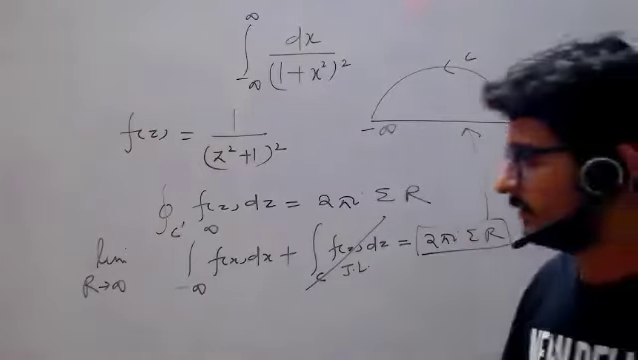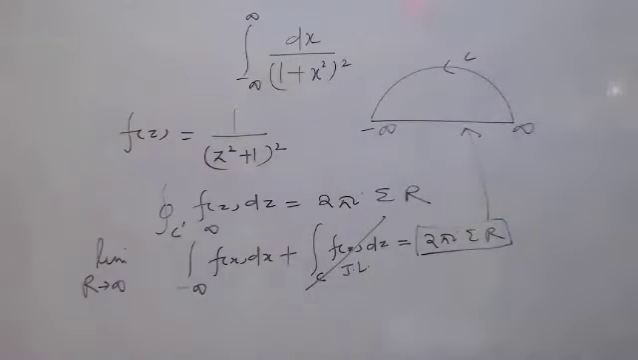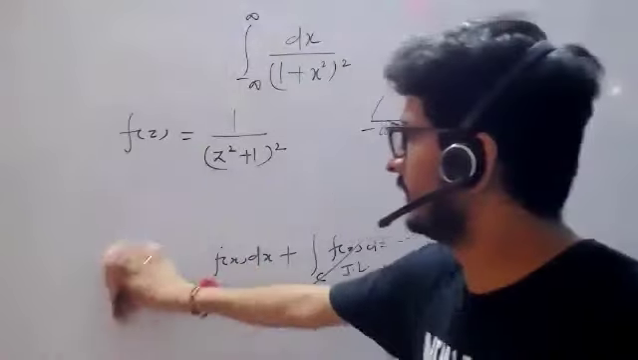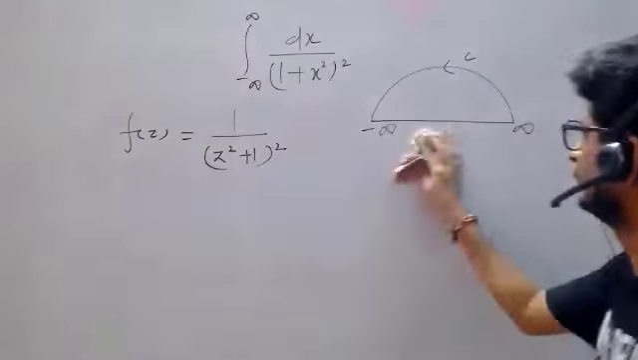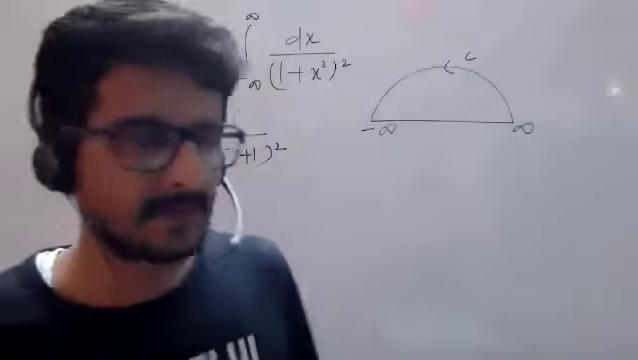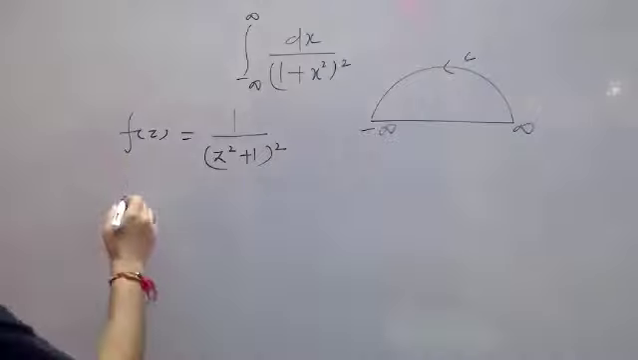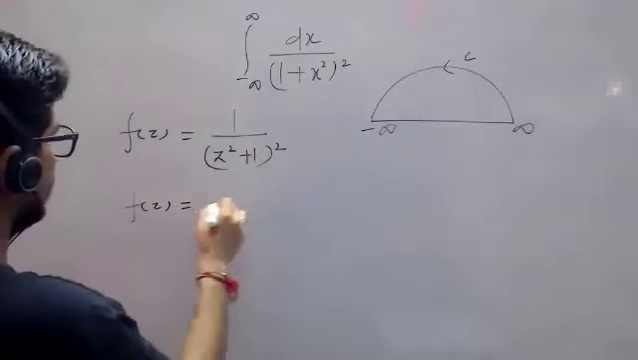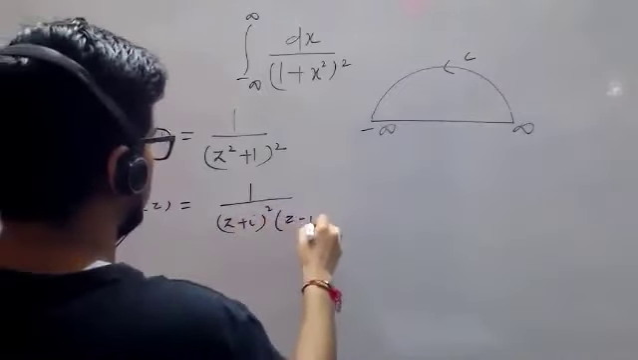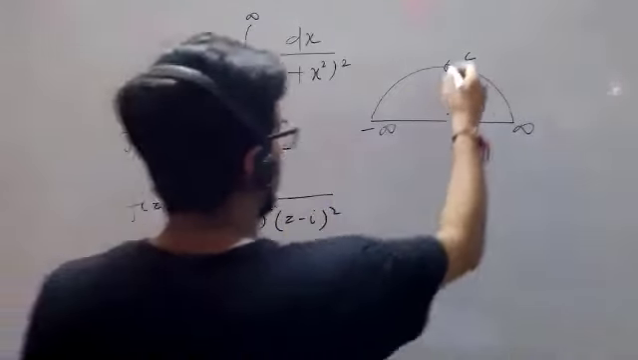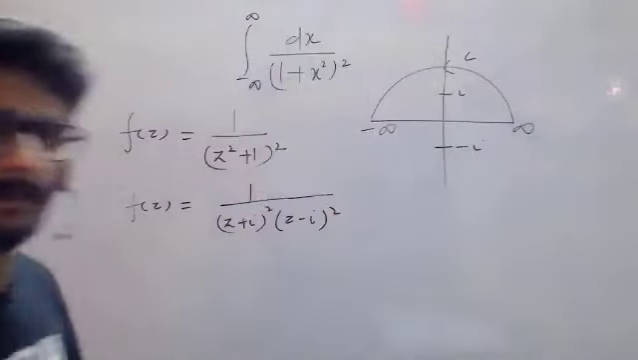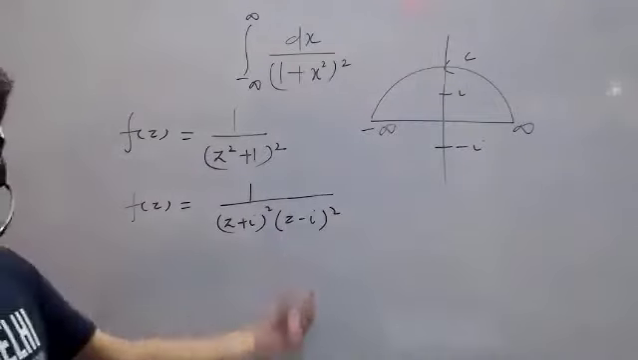Okay, so you already know this, so let me erase this and come straight to the point. What I will do is first try to locate the poles, and they will be z plus iota square, z minus iota square. If I locate them, iota will be here, minus iota will be here. So only iota is the pole.